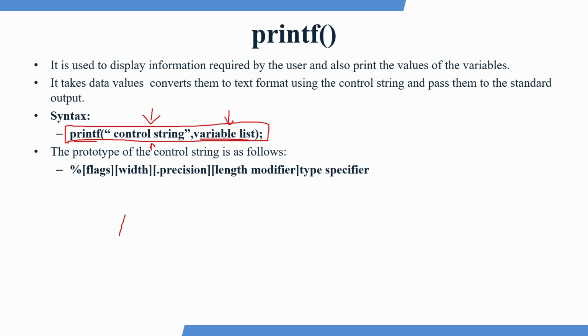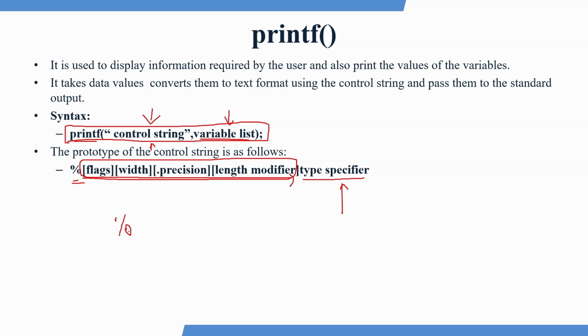The control string looks like this: it starts with the percentage symbol. The remaining things we will learn one by one later. Then we have to mention the type specifier. The things listed here besides the percentage are optional only. The percentage is very much important, followed by the type specifier. So what is the type specifier?